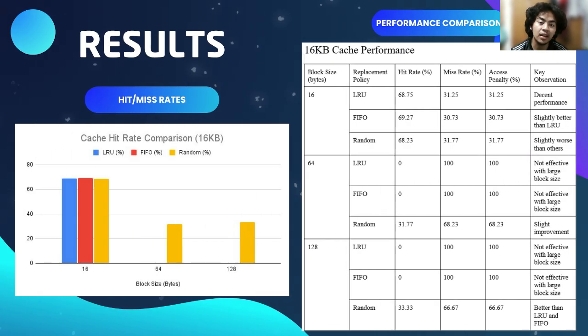Next, for 16 KB cache size, the hit and miss rates only improve with random replacement, where it offers moderate performance with large block sizes. Deterministic policies, LRU and FIFO, suffer 100% miss rates beyond 16 bytes of block size in a 16 KB cache simulation. For performance, despite a larger capacity than 4 KB, a 16 KB cache still suffers from poor performance with larger block sizes under LRU and FIFO.